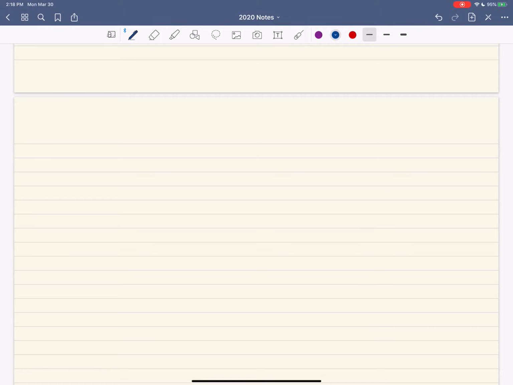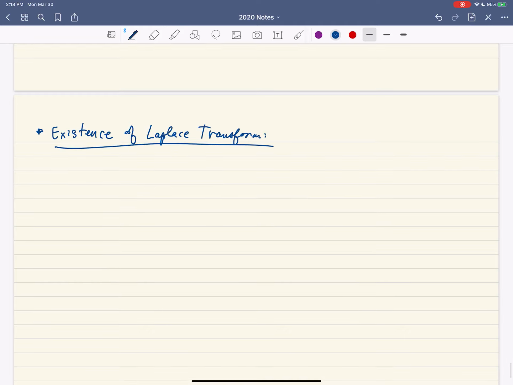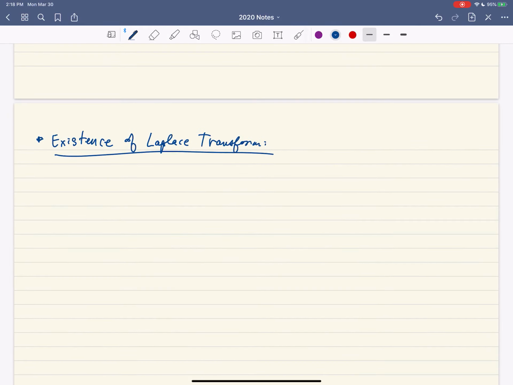Next, we're going to talk about the existence of Laplace transforms. For the existence of Laplace transforms, I want to figure out when the Laplace transforms exist. So, existence of Laplace transforms. It turns out that our Laplace transform exists given some mild conditions.